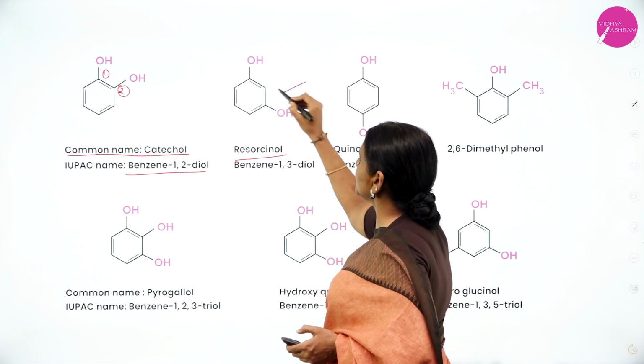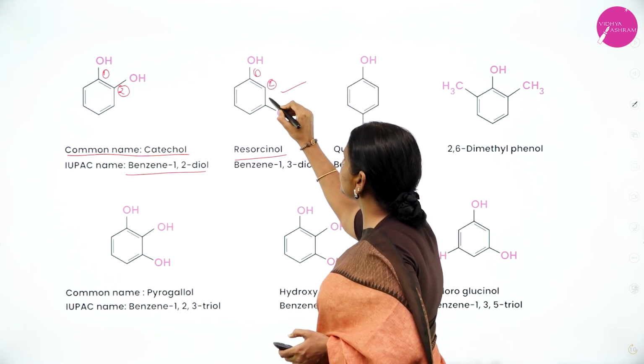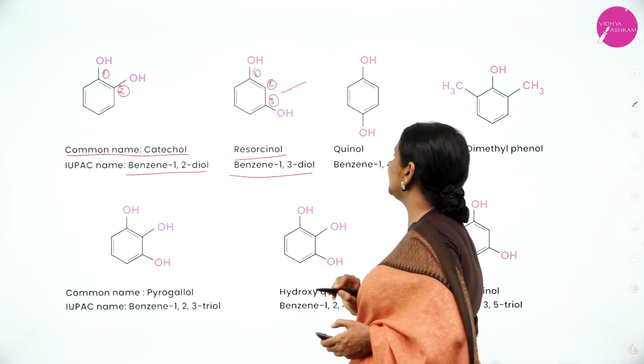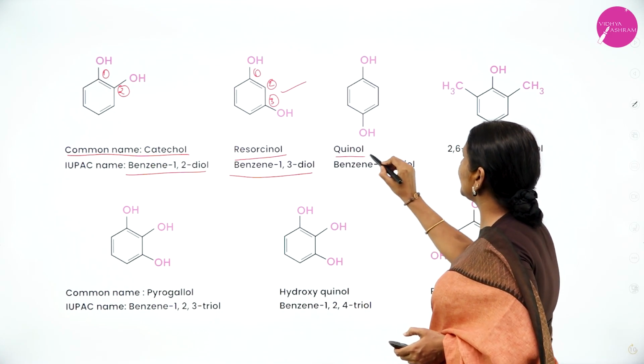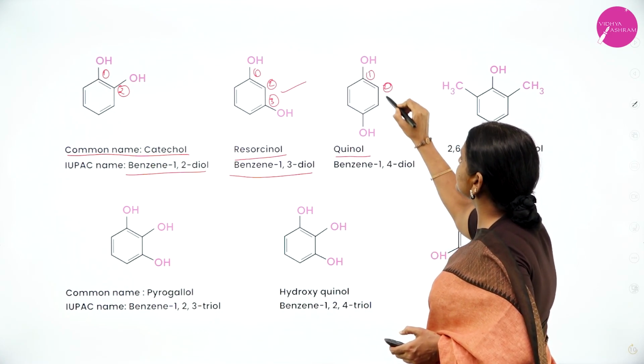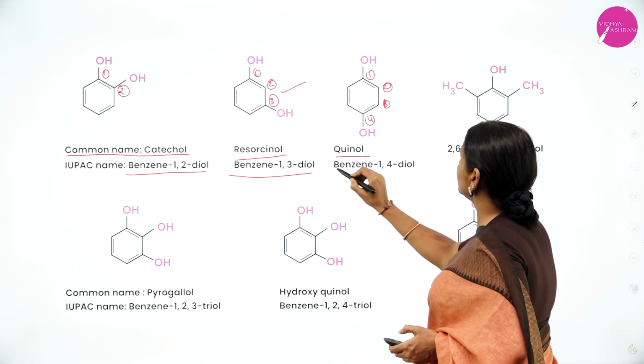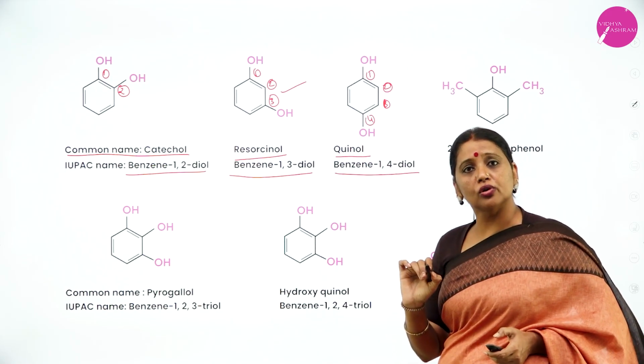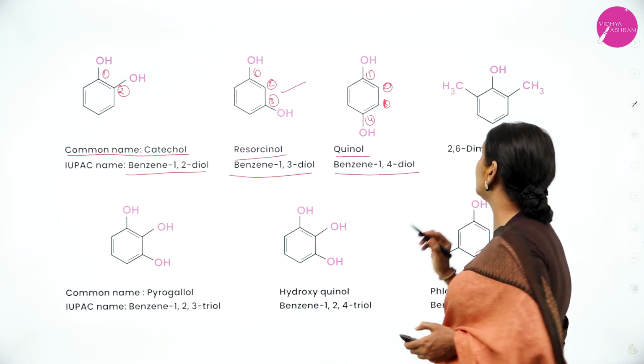Next, the common name is catechol, IUPAC name is benzene 1,2 diol. The common name is resorcinol, IUPAC name is benzene 1,3 diol. The common name is quinol, IUPAC name is benzene 1,4 diol.